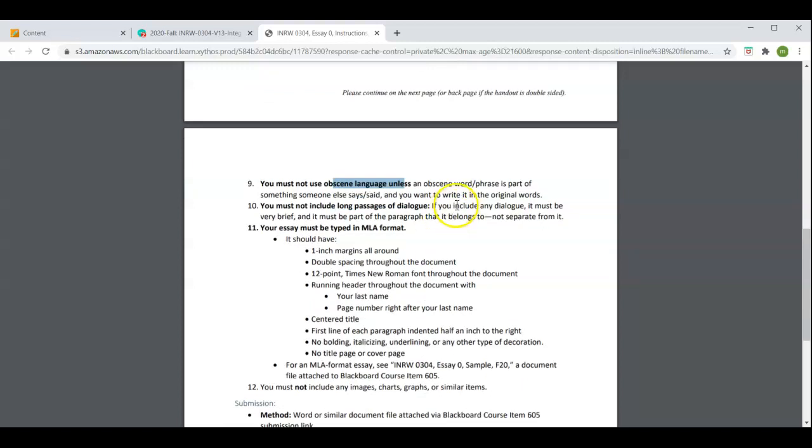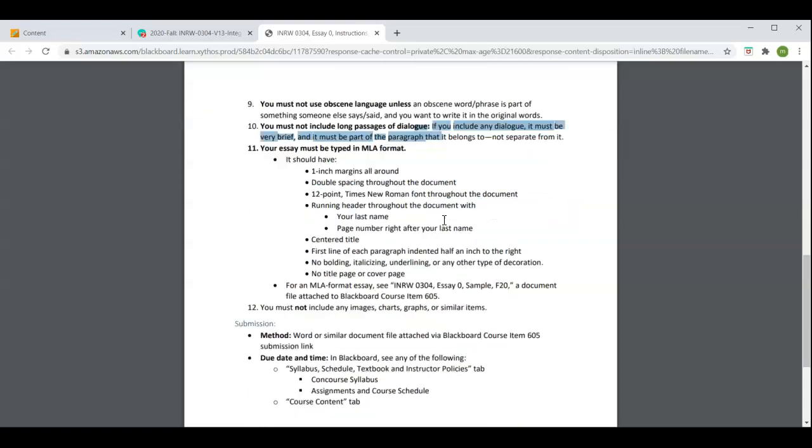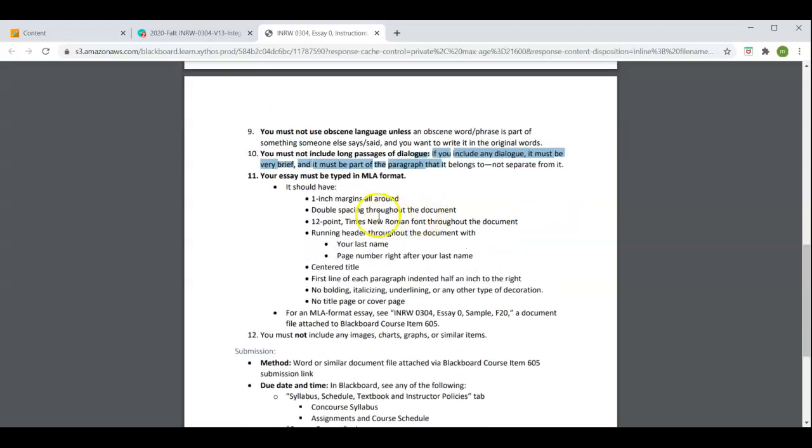If you're quoting someone, for example, my dad always used to say a certain thing when I beat him at tennis, right? If you feel that that's colorful and interesting, then go ahead. Otherwise, don't. There are other words you can use besides obscene words, all right? I'll leave it at that. No big old passages of dialogue like this person said this and then that person said that. I don't think that's going to happen, but just in case, no big old dialogue.